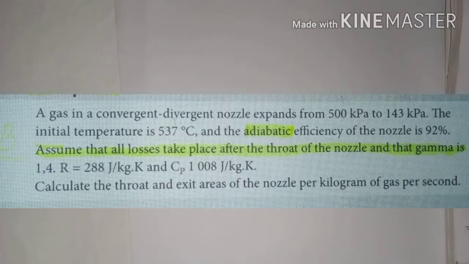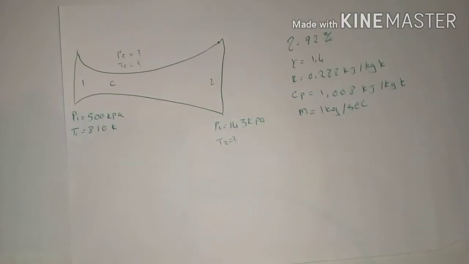The gas constant, which is R, is 288 joules per kg Kelvin, and Cp, which is the specific capacity at constant pressure, equals 1008 joules per kg Kelvin. Calculate the throat and exit areas of the nozzle per kilogram of gas per second. This is the information that we are given.